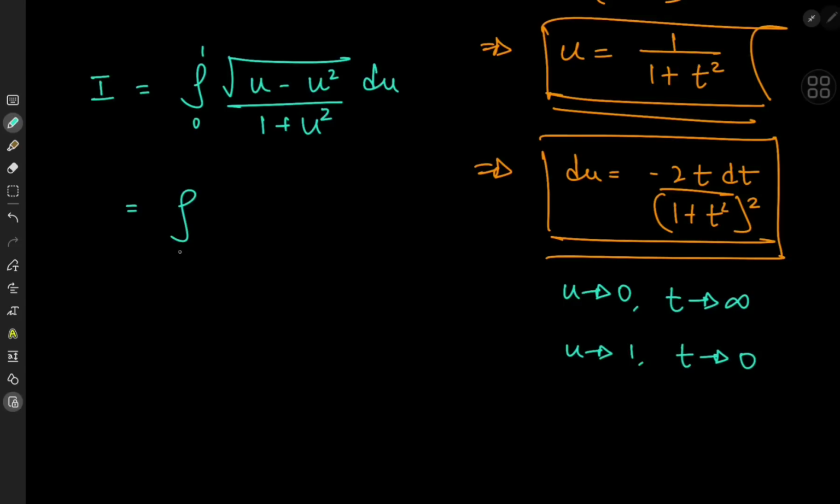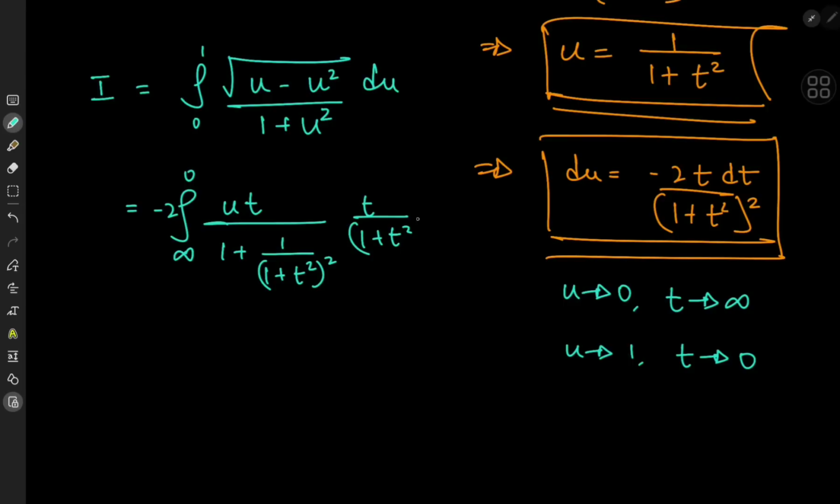So it's the integral from infinity to 0, negative 2 times the integral, that is because of the differential element, and the square root term turned into u times t. And we have the denominator being 1 plus u squared. u squared would be 1 by 1 plus t squared squared. Our differential element here is t divided by 1 plus t squared squared. Okay, cool. And we also have u in terms of t, right? So we could just write this as t divided by 1 plus t squared.